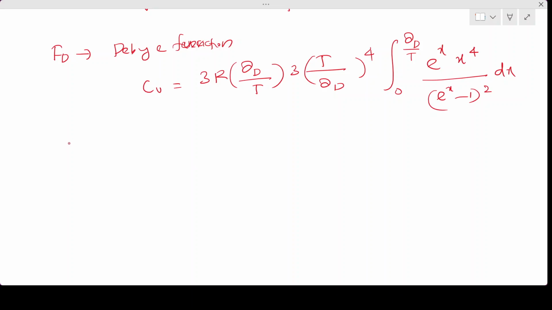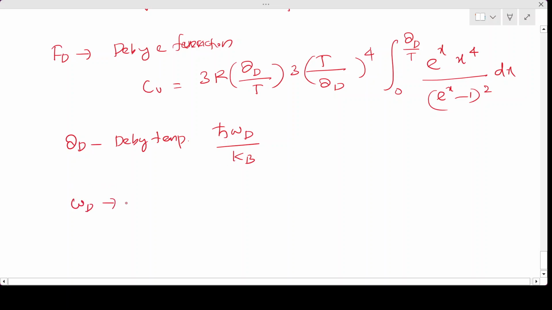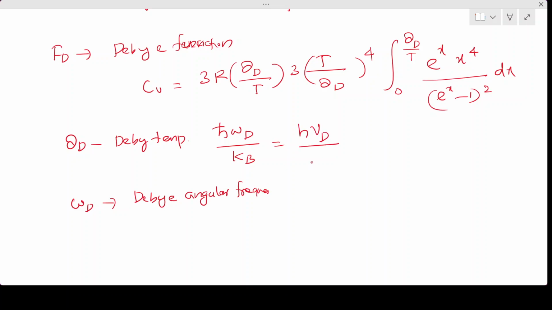Here you can see an expression of theta D. Theta D means the Debye temperature. Debye temperature is h cross omega D by kB, where omega D is the Debye frequency, or you can say the Debye angular frequency. This expression you can also write like this, h nu D by kB, removing the h cross there. So that is the Debye temperature expression, theta D.